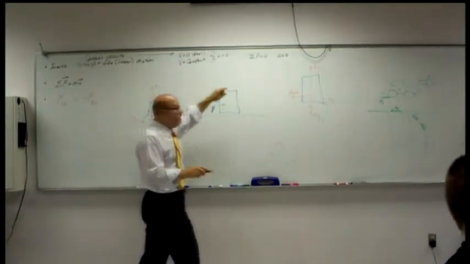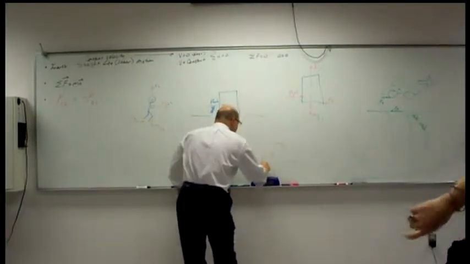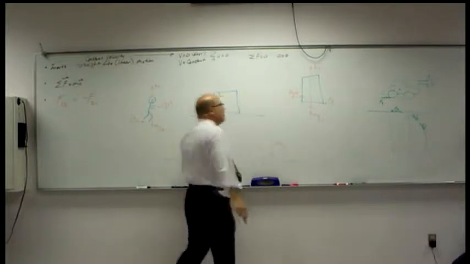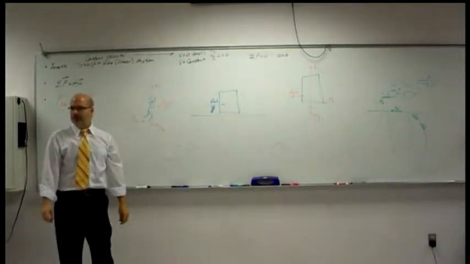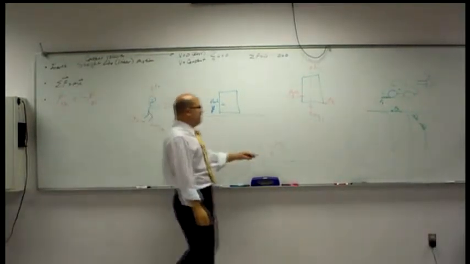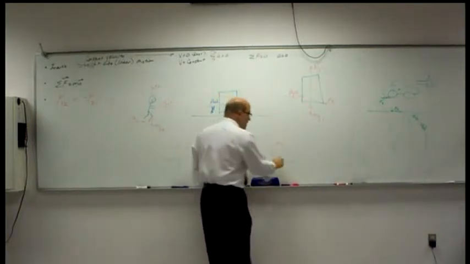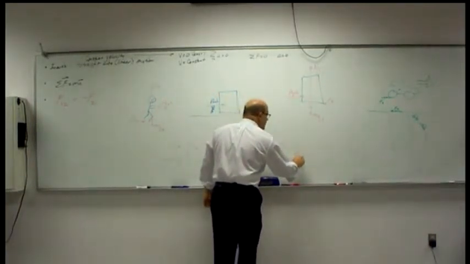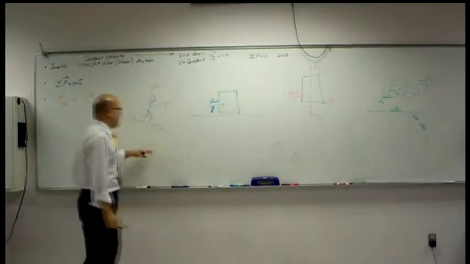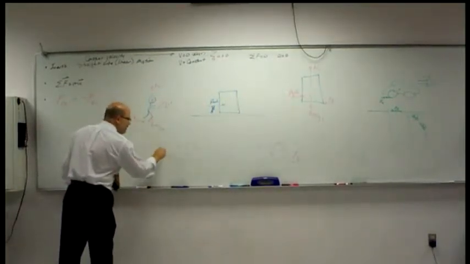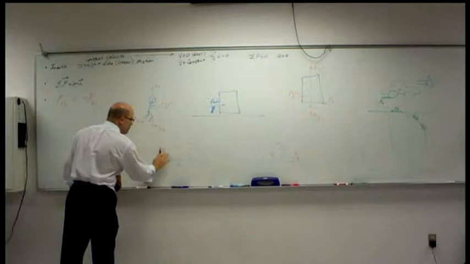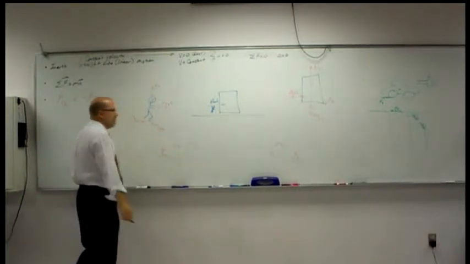This is going to be crazy. What do we have over here? Normal 1 down. What else? Friction. Which way is friction here? To the right. We have friction 1 to the right, and over here we've got friction 2 to the left.